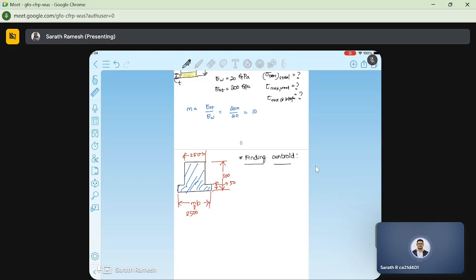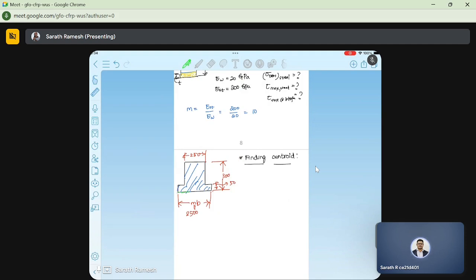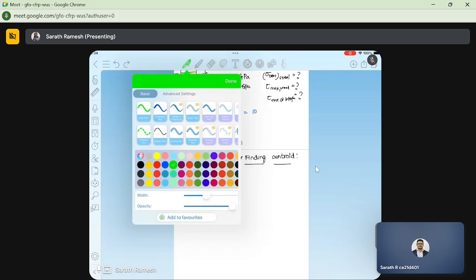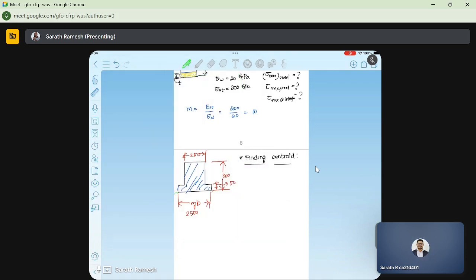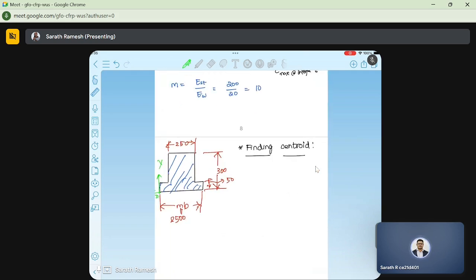Let's fix the origin somewhere here at the bottom. Say this is my y-axis and this is my z-axis. Typically, it is good to take the z-axis the other way, since the longitudinal axis is the x-axis, which is along the beam. So this is y and this is, say, z. This is my origin O.